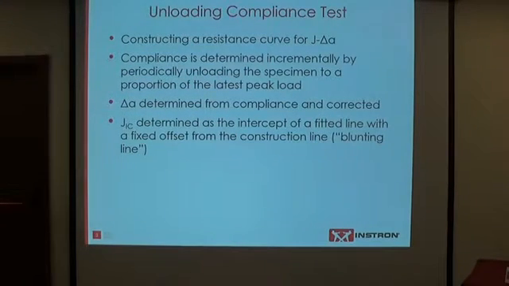So, unloading compliance tests, hopefully most of the audience are fairly familiar with these, but just in summary then, we're constructing a resistance curve for J delta A, and we're periodically unloading the specimen and working out the compliance so we know how far we've plastically deformed it. In terms of determining our crack extension from compliance, we correct it at relevant points, and then we determine J1 critical from the intersection of the fitted curve.